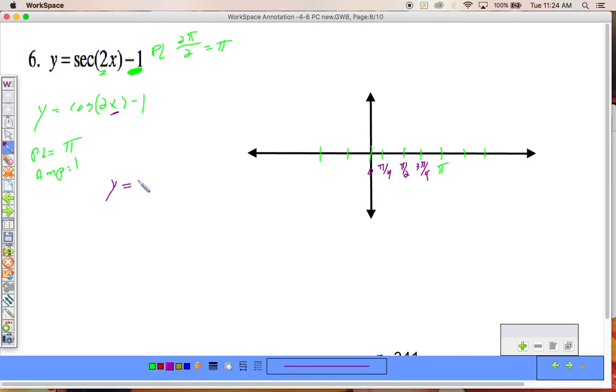So I'm going to go y equals the cosine of 2 times pi over 4. Oh, I skipped one. Let's start with 0. 2 times 0 minus 1. So I have cosine of 0 minus 1. Over here on the right, my ordered pair is 1, 0, so the cosine of 0 is 1, minus 1 gives me my first answer of 0.